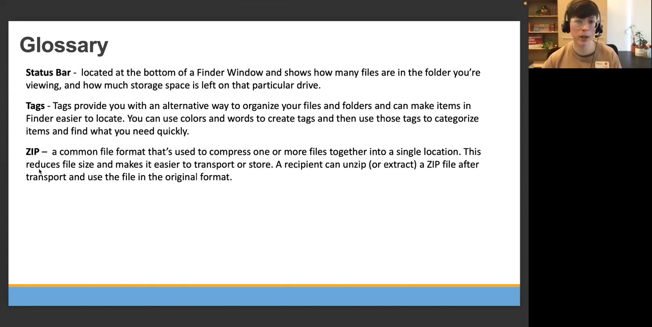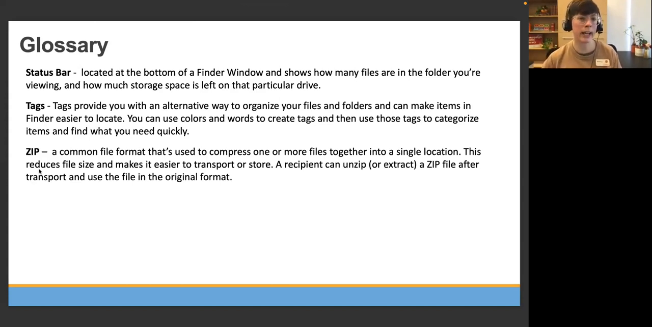We talked about the status bar as well. That is near to the path bar at the bottom of the Finder window. If you've got that enabled, it will show how many files are in the folder you're currently viewing and how much storage space is left on the drive that you're currently in.